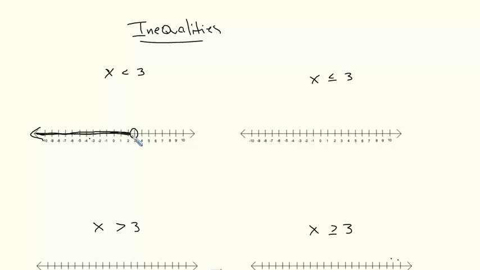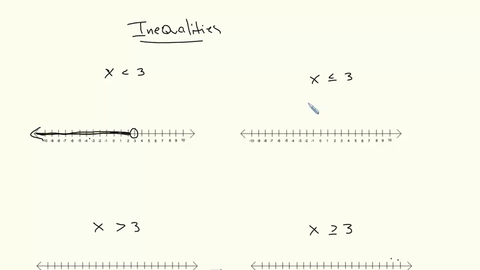And also you notice I have an open circle here. The open circle indicates that the values cannot equal 3. Okay, so it has to be less than 3. It cannot equal 3. X cannot equal 3.